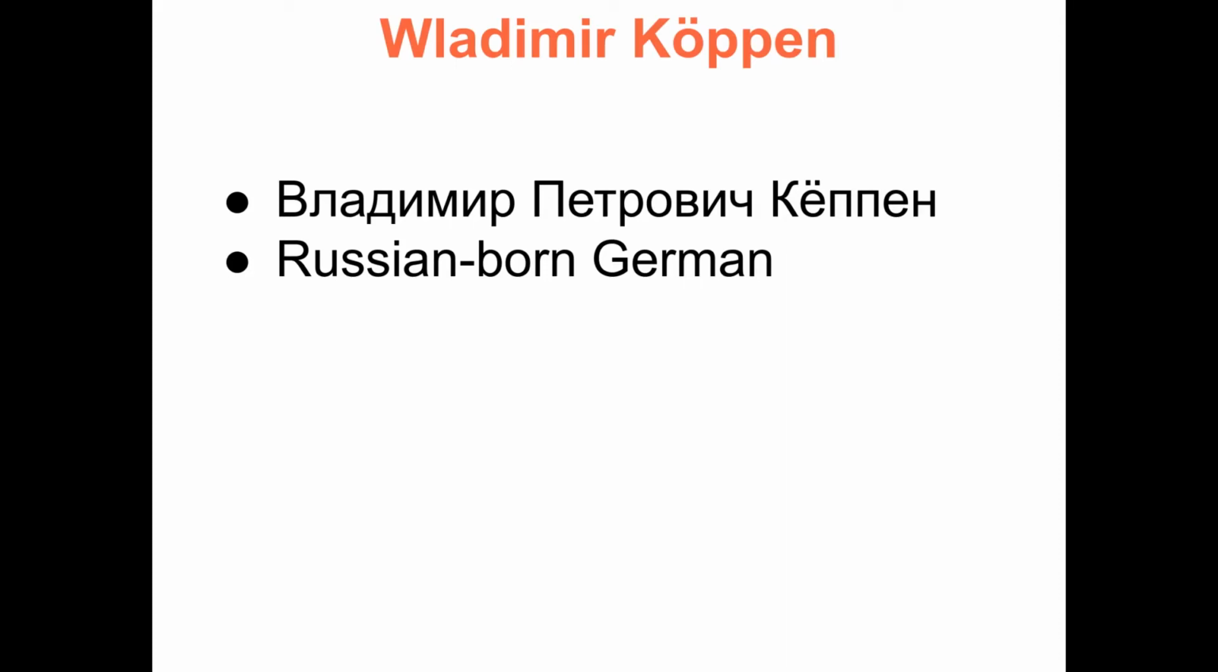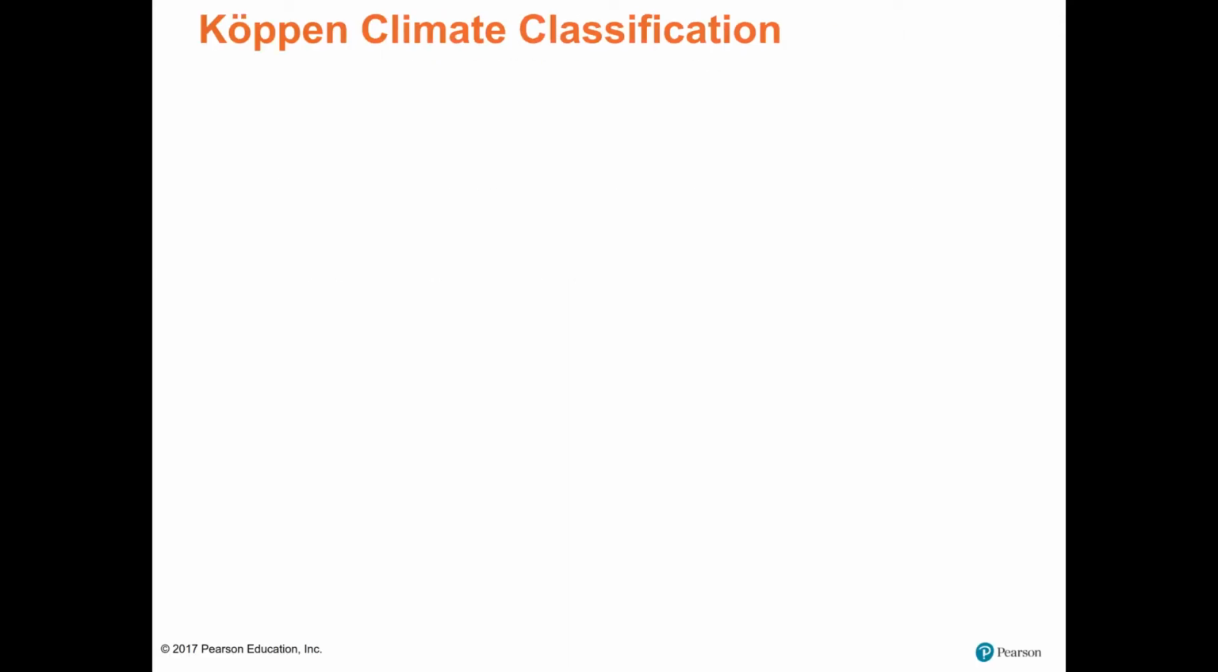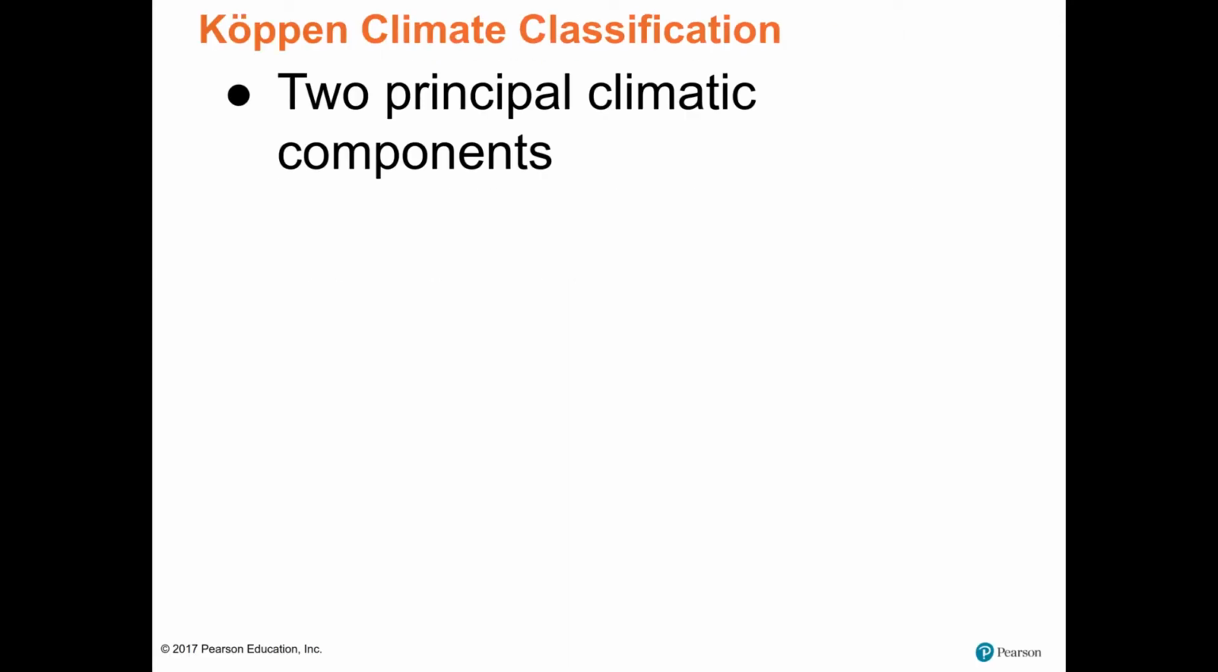This is Charlie, and today I want to go over very quickly the Koppen climate classification system. I just want to hit the high points, give you a general overview of the way the system works. So let's start off at the beginning. Vladimir Petrovich Koppen was a Russian-born German meteorologist, and he created what is the most widely used climate classification system, the Koppen climate classification system.